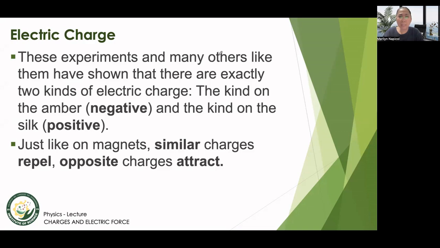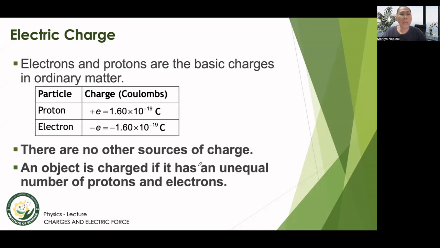Okay, so just like magnets, similar charges repel and opposite charges attract. Okay, so yun lang yun. Kapag parehas po yung charges natin, for instance, parehas positive or parehas na negative charge, ang nangyayari is that they repel each other. Okay, so parang ayaw nila, di nila kayang magkasama. But if you have opposite charges, ibig sabihin ng isa positive at ang isa negative, they are attracted to each other.